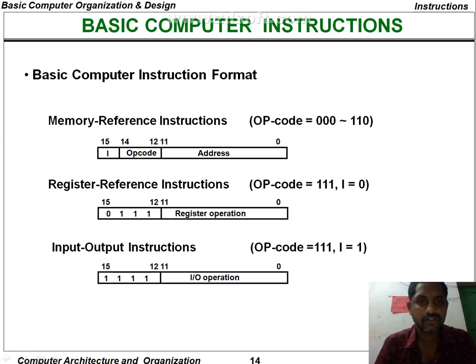So in the basic computer, these are the 3 types of instructions. First one is the memory reference, second one the register reference, and third one the input output instructions. Here opcode 000 to 110 is memory reference, opcode 111 with register bit 0 is register reference, opcode 111 with bit 1 is input output. So these are the 3 types of instruction format: memory reference, register reference, input output instructions.